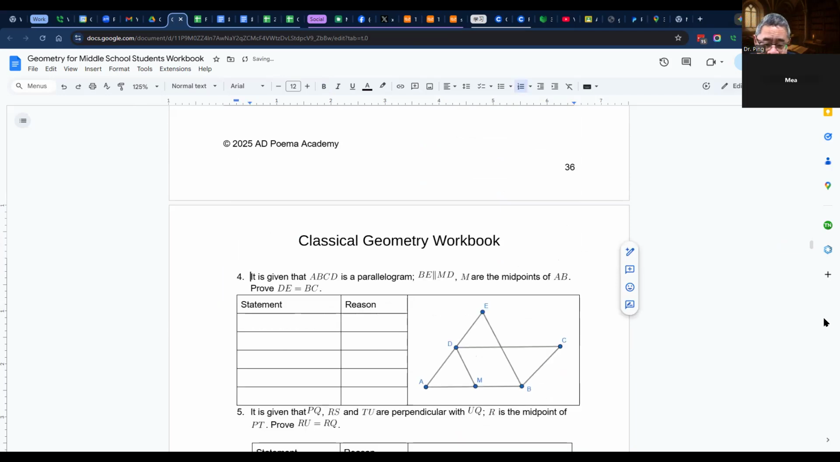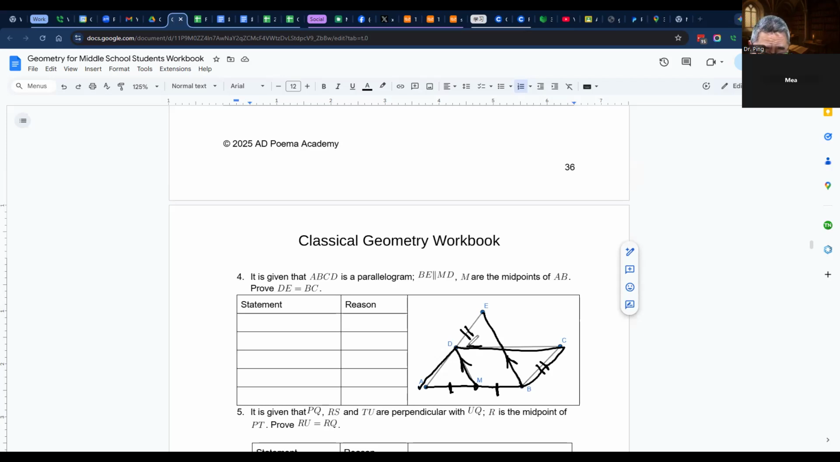Okay, it is given that ABCD is a parallelogram. And we know BE, this one, is parallel to MD. So those are parallel. And M is a middle point. So this side is congruent to this side. And we're trying to prove DE is equal to BC. Trying to prove that.